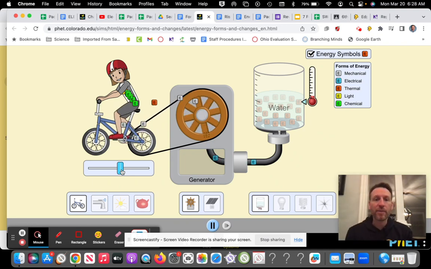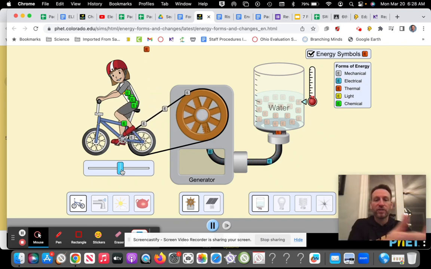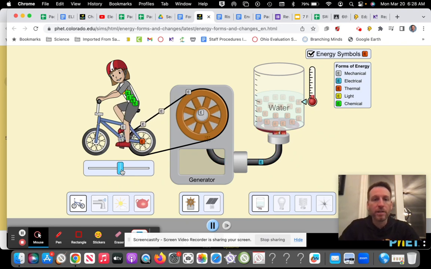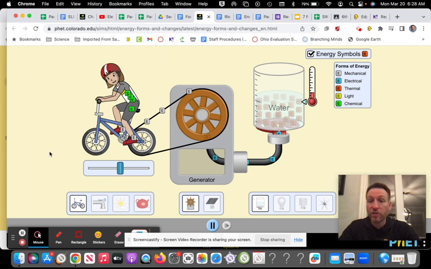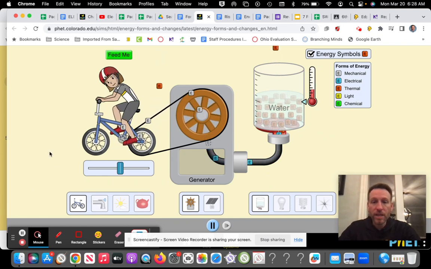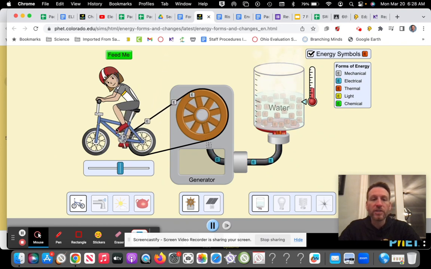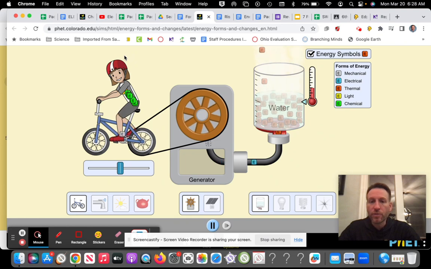And so on the lab, you're going to have different setups on the screen here with different parts. And you see all these different parts down here at the bottom that you can substitute in and switch. So when you get a system set up, you're going to go through and make observations on what's happening to the different forms of energy.